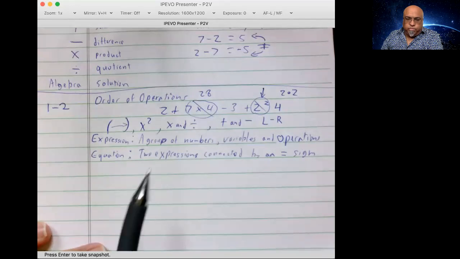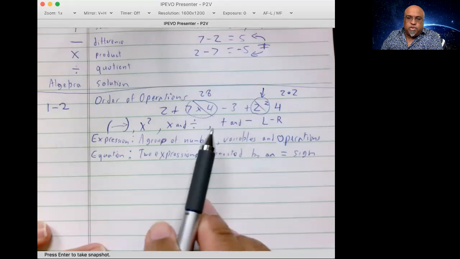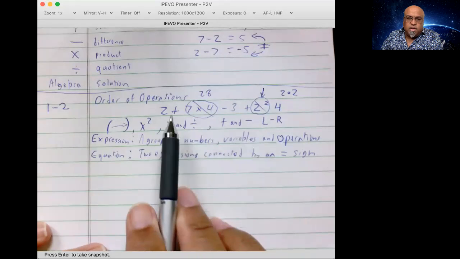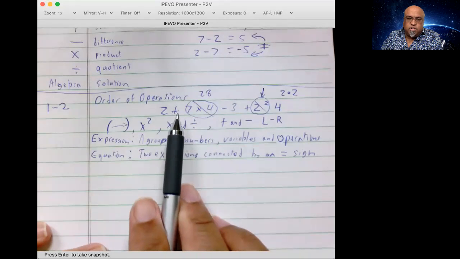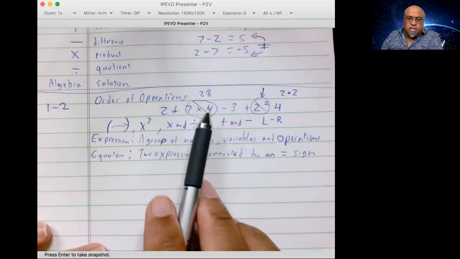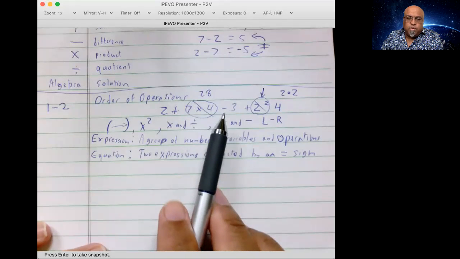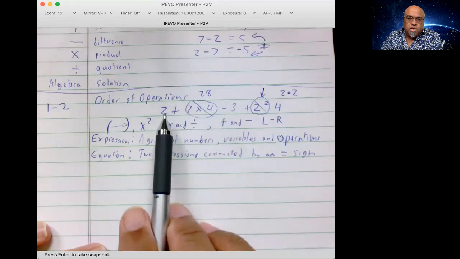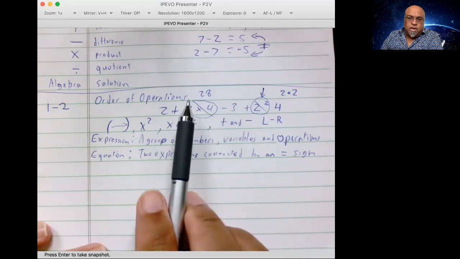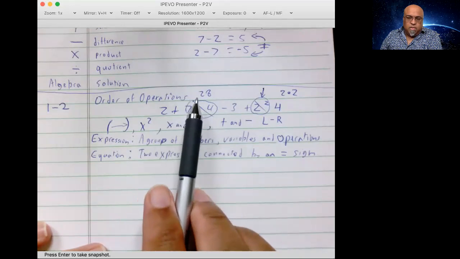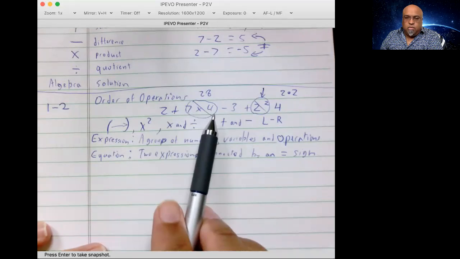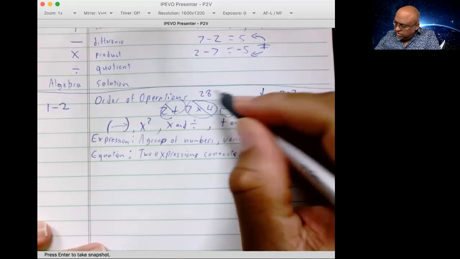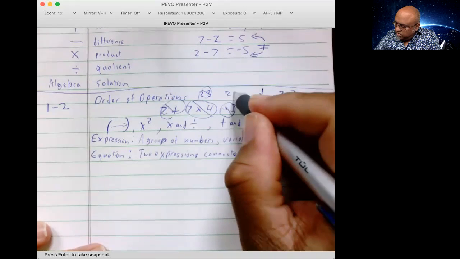Now, the next part of order of operations is addition and subtraction from left to right. So I now have addition to that, then I have subtraction. But the leftmost thing that I have is the addition, so I want to do that first. So 2 plus 28 would be 30. 30 minus 3 would be 27. So now I can cross those out, and I have 27.